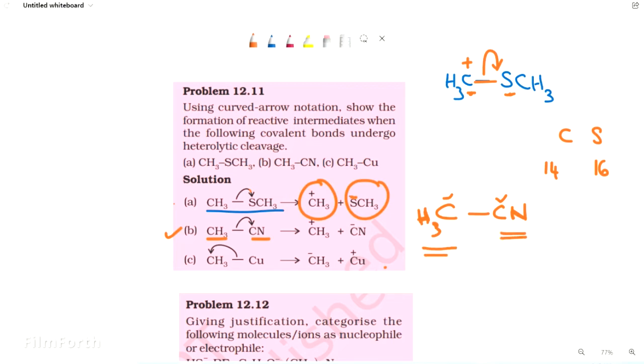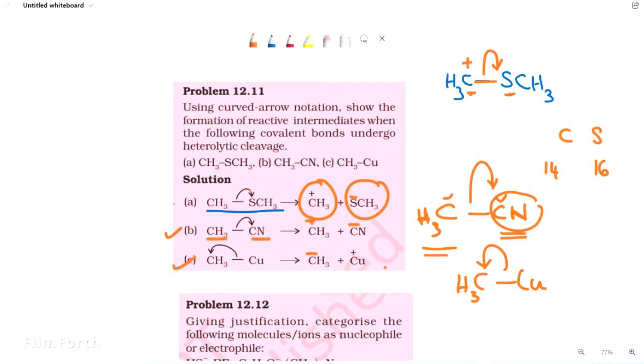The cyanide group is more electronegative than the methyl group. Understood? Because nitrogen is more electronegative than hydrogen. So this cyanide group will attract the electron pair towards it. The electron pair from the bond is shifted more towards the cyanide group, making the cyanide group negatively charged and the carbon positively charged. Now CH3 and Cu. Here we are comparing CH3 with Cu. Cu is a metal, and we know metals are electropositive. Cu is less electronegative, actually electropositive. So the electron pair shifts more towards carbon, making carbon negatively charged. So this is a carbanion. CH3 minus, and Cu acquiring a positive charge.